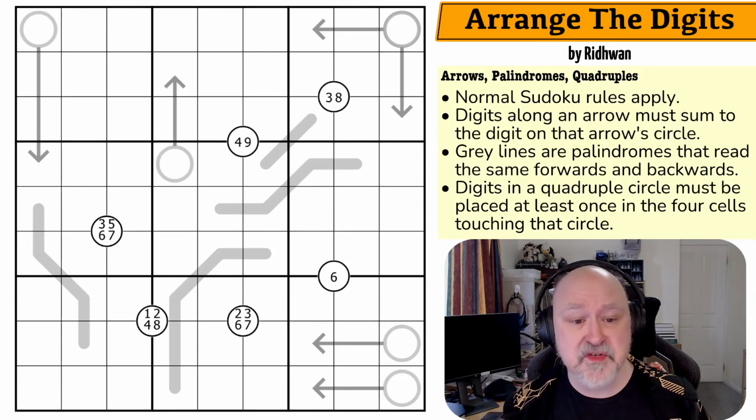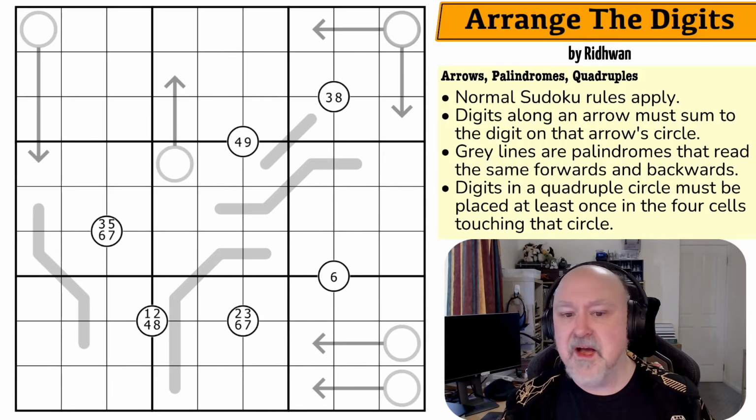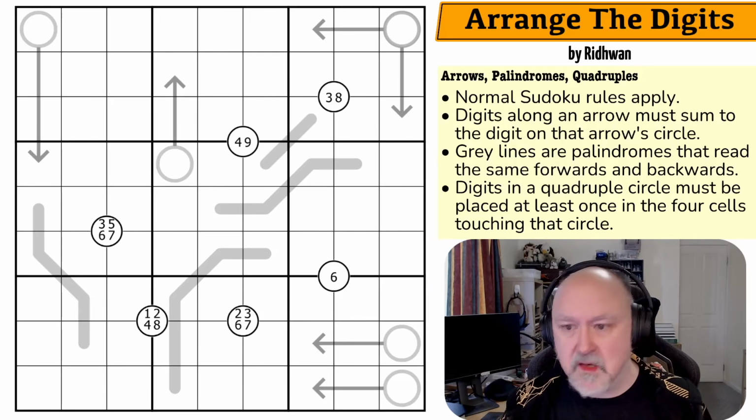It's much more important to me that the puzzle gets presented than it is that I showcase my awesome skills, which I don't have. What I do want to do, though, is showcase this puzzle called Arrange the Digits by Ridhwan. So, some constraints, 2 of which I'm quite familiar with, and 1 of them I am not very familiar with. So let's go through it.